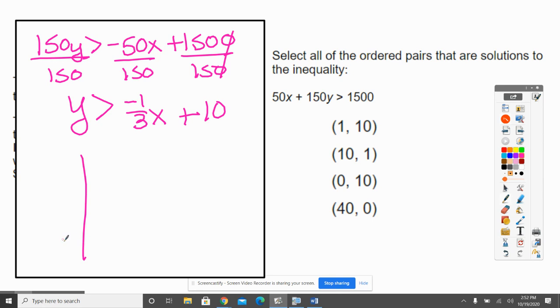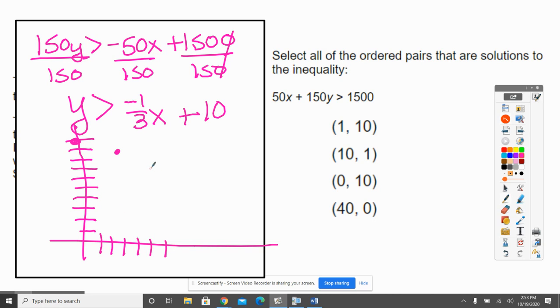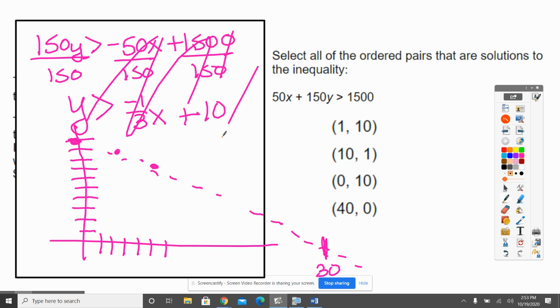So if I graph it, and we're looking at quadrant 1 for the reasons I said, this is a little easier to graph. 2, 3, 4, 5, 6, 7, 8, 9, 10. Okay, we're going to go down 1 over 3. And I'm going to end up all the way over here if I keep going down 1 over 3, all the way at 30. This will be a dashed line. And we're looking to make more than that, so these are all the values.